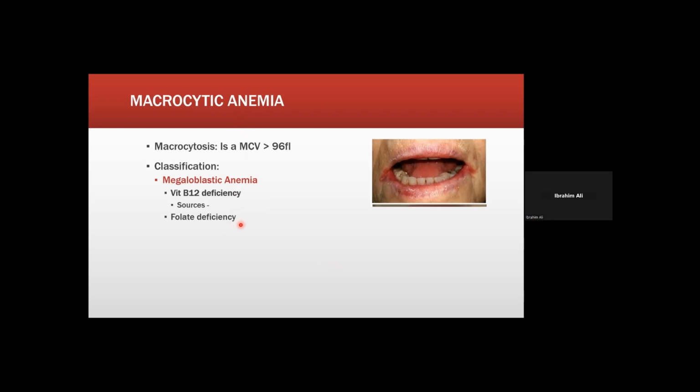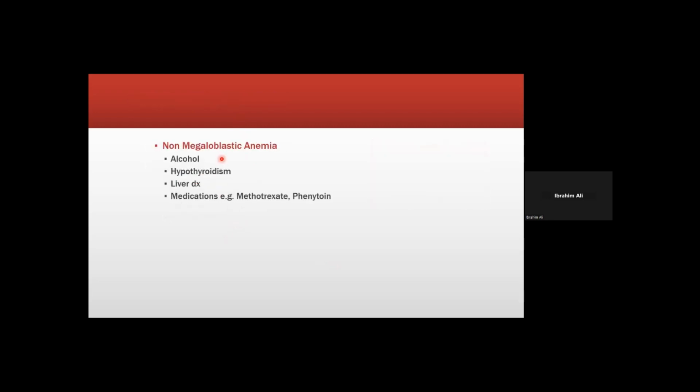And for non-megaloblastic, alcohol can cause non-megaloblastic anemia, and also hypothyroidism and liver disease, in this case non-alcoholic liver disease. And then medication like septrin, phenytoin, and those ones can cause it as well.